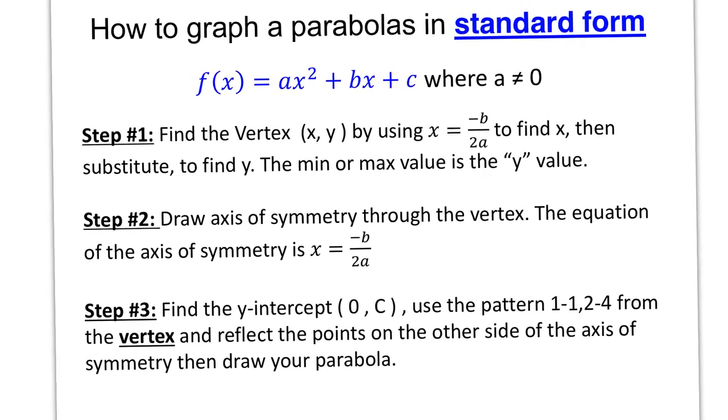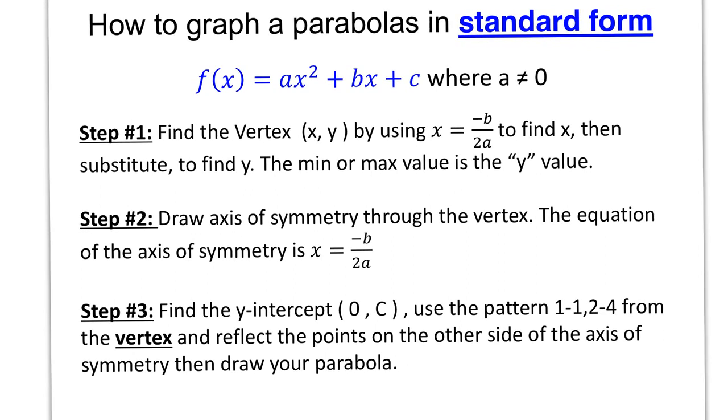So when you guys have standard form, f of x equals ax squared plus bx plus c, keep in mind that a cannot equal 0. You always have to have something for the a, a 1, a negative 1, or a 5, or a 7 with an x squared. First step is to find the vertex. Now, the vertex will be the minimum point or the maximum point of the parabola. We need a coordinate for the x and the coordinate for the y. So we need the x and the y.